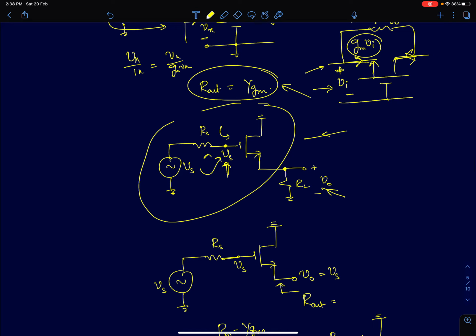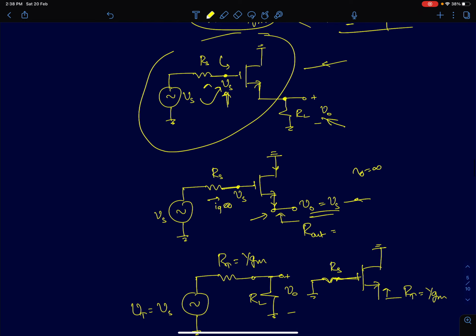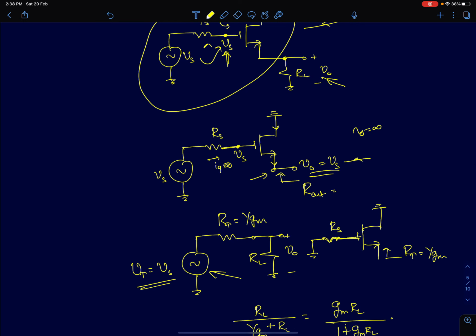So for the Thevenin equivalent, I'll find the open circuit voltage and the Thevenin resistance. So first the open circuit voltage, I'm going to open circuit this node. So we said the gate voltage is at Vs because the gate current is 0. So there is no drop across Rs. So the gate voltage is at Vs. And we just showed in the beginning of the lecture, if you assume R0 as infinity, then the source voltage will follow the gate voltage, so therefore V0 will be equal to Vs. So the Thevenin voltage here is Vs.